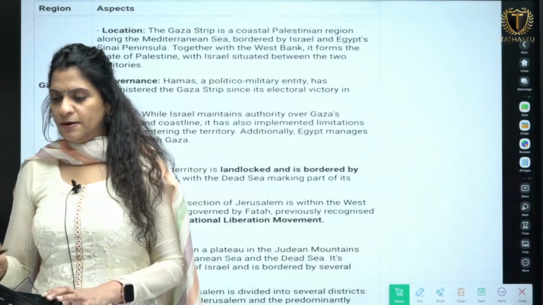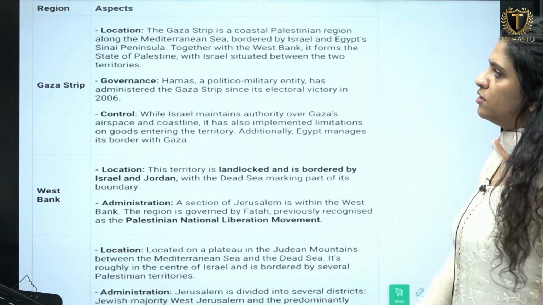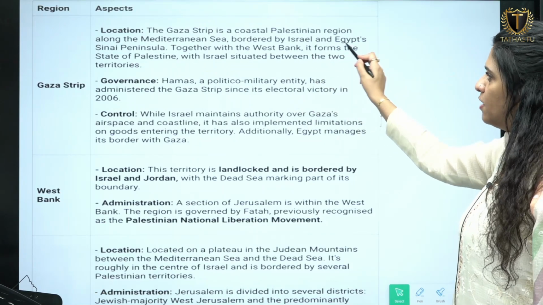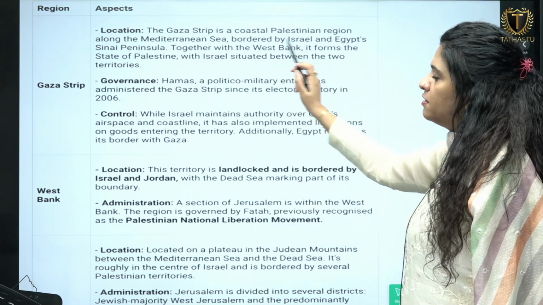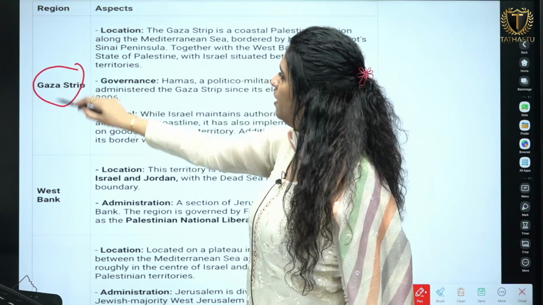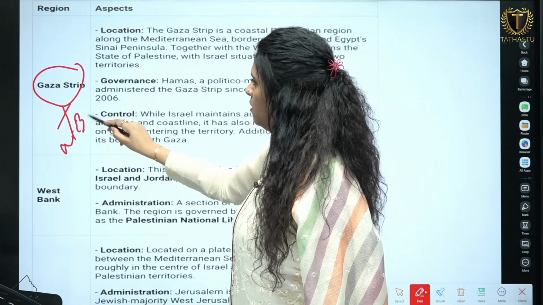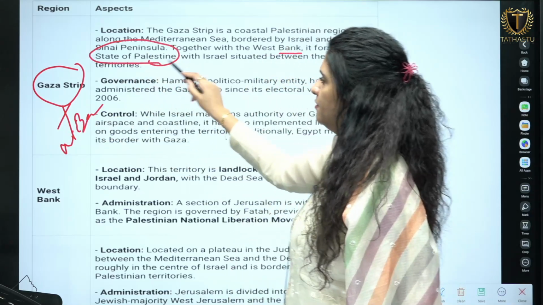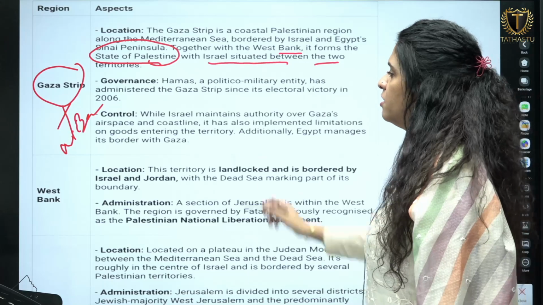So Gaza Strip क्या है? Gaza Strip की location देखो आप. The Gaza Strip is a coastal Palestine region along the Mediterranean Sea bordered by Israel and Egypt's Sinai Peninsula. Together with the West Bank, it forms the state of Palestine. So Gaza Strip plus West Bank, this is the state of Palestine with Israel situated between the two territories. ठीक है? Governance क्या है? Hamas.